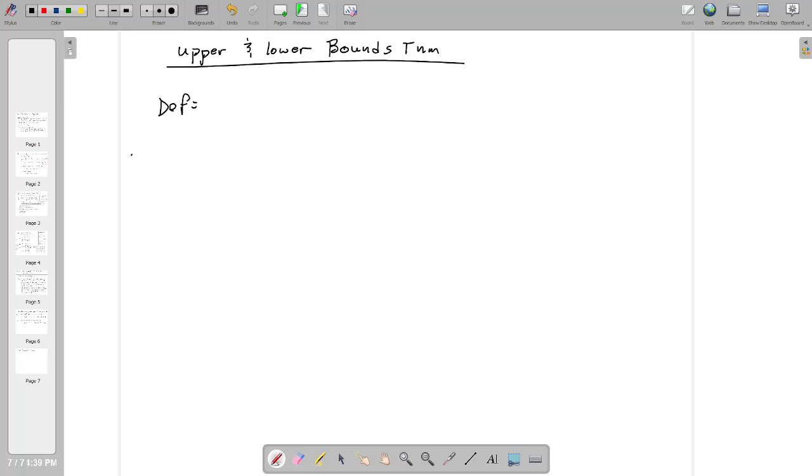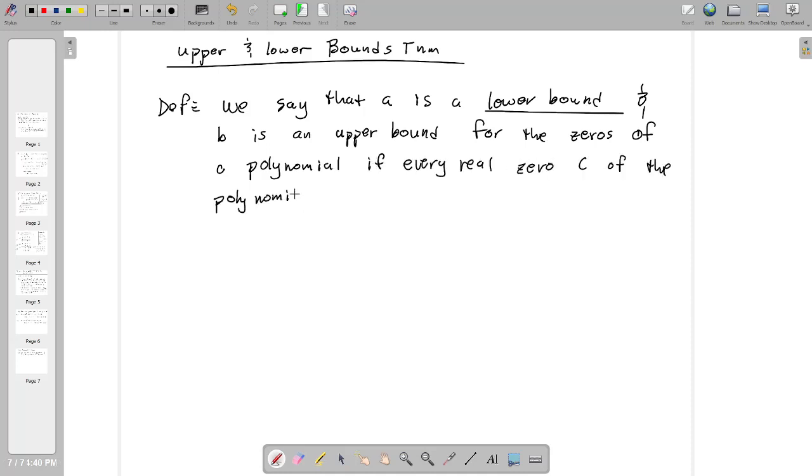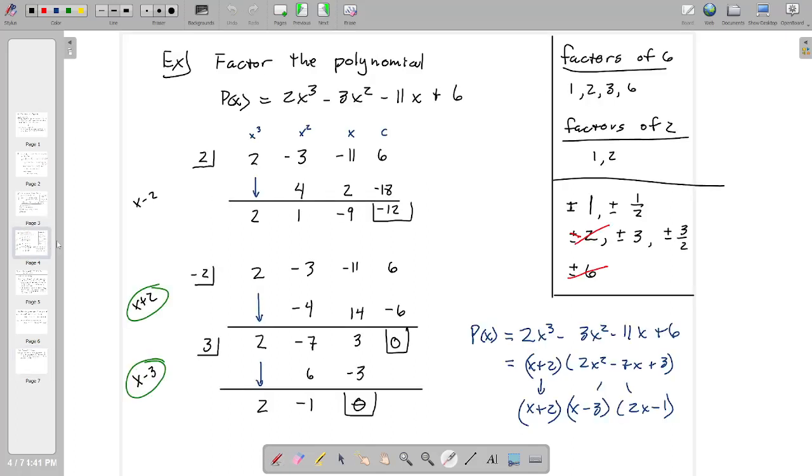For the definition, we say that A is a lower bound and B is an upper bound for the zeros of a polynomial if every zero C of the polynomial satisfies that A is less than or equal to C, C is less than or equal to B. So basically what we're saying here is that we can restrict the possible zeros, and these are only rational zeros, but we can restrict even irrational zeros with upper and lower bounds.